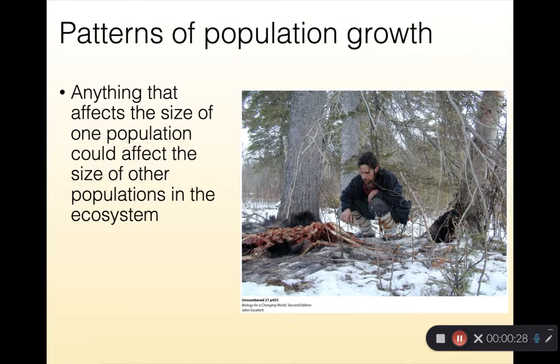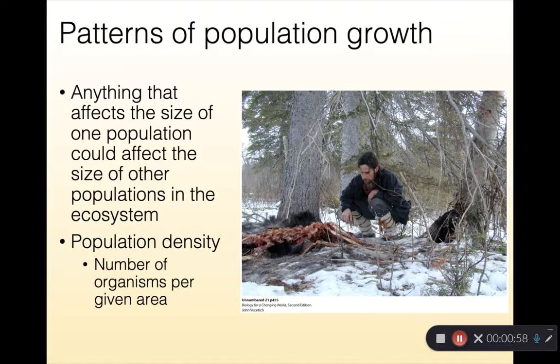So ultimately, what we're going to be starting to talk about is what influences population growth. So anything that affects the size of one population could affect the size of other populations. And in the book, we have the example of moose interacting with predators, in this case, wolves. So understanding the number of moose that are killed in a given year is dependent on the wolf population. And ultimately, when we're talking about population density, it's the number of organisms in a given area.